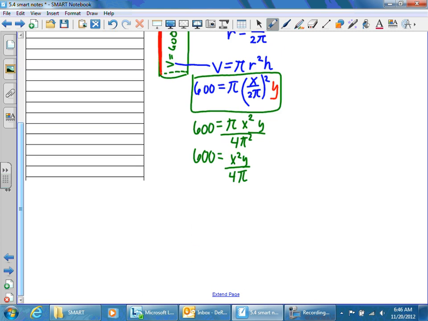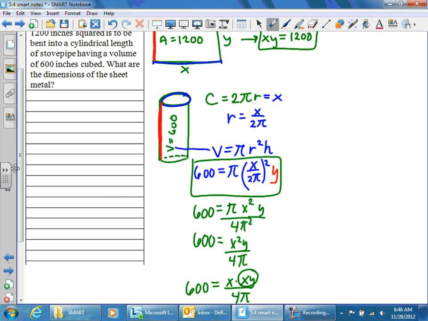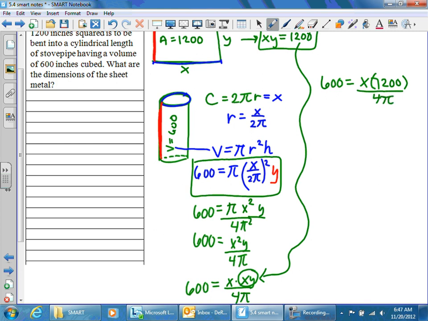Alright, so here I'm going to separate this into x times y because I know what xy equals. We found that xy equals 1200. So here 600 equals x times 1200 divided by 4 pi. Now I can solve for x. I'm going to cross multiply. So I got x to be 2 pi.